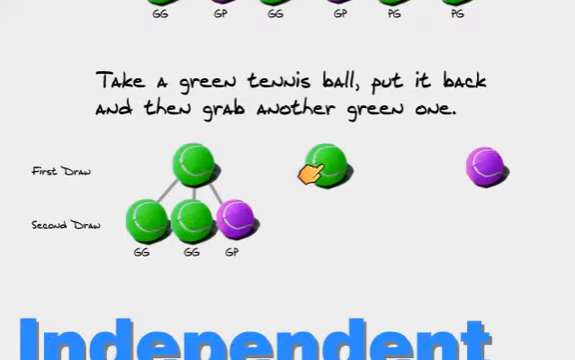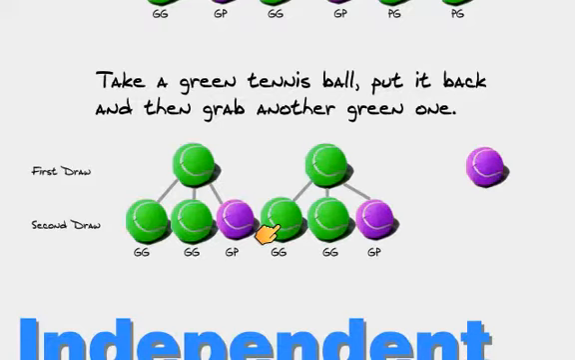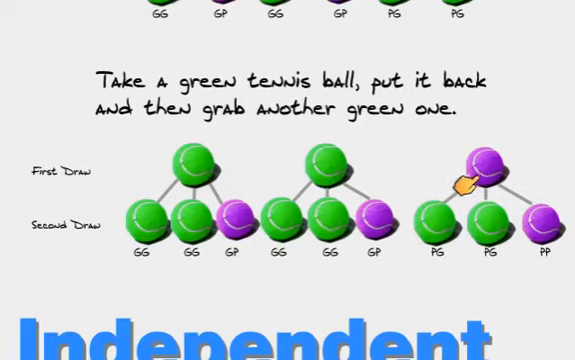And then if I draw the second one the first time, I have the option of drawing the first one, or I could draw the second one again because I put it back in the bag, or I could draw the purple one. And then if I draw the purple the first time, I put it back in the bag and I could draw the first one, or the second green, or then the purple.